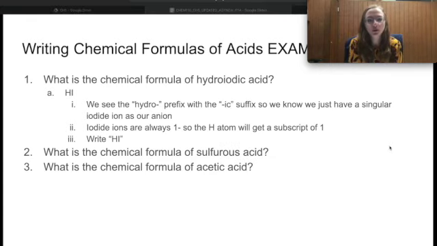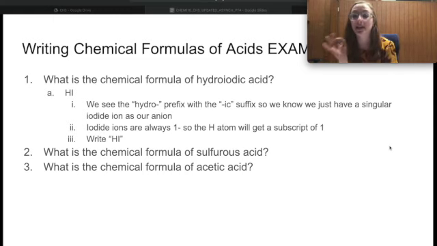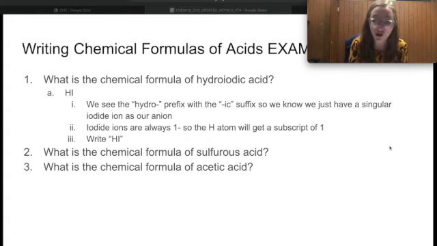All right, so let's go ahead and work through our second example here, sulfurous acid. I'm looking at sulfurous acid. I do not see the hydro prefix. That tips me off right away that I have a polyatomic ion. So I need to figure out if it's the ITE ending or the ATE ending on the polyatomic ion. If I have sulfurous acid, I see that I have the OUS ending. If I have the OUS ending, that means my polyatomic ion ends in ITE. So this means I have sulfite.